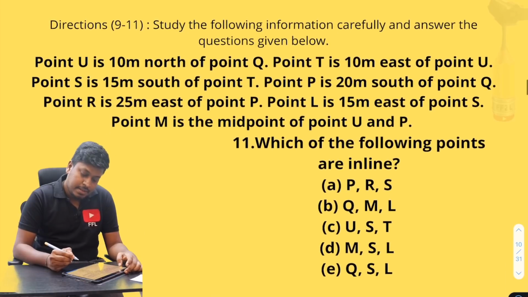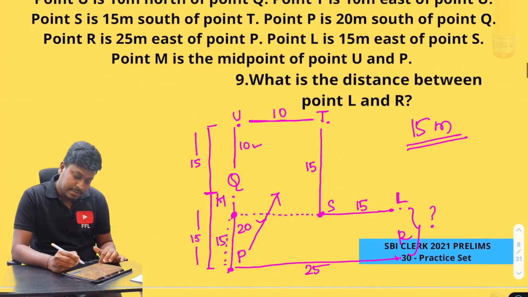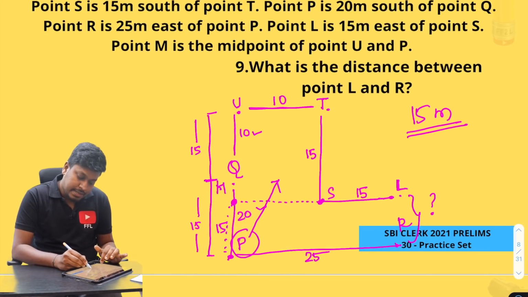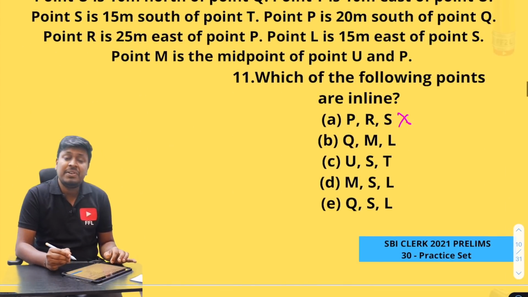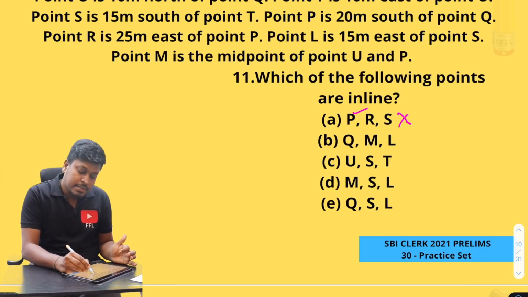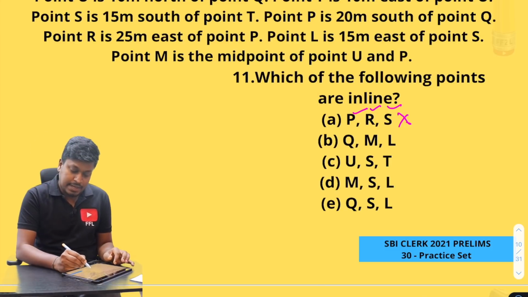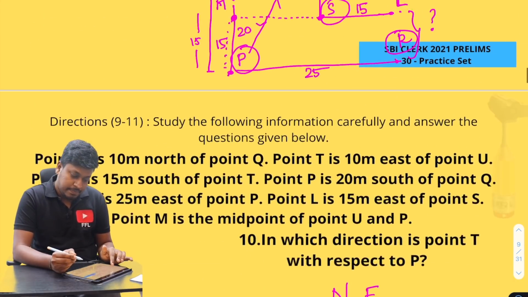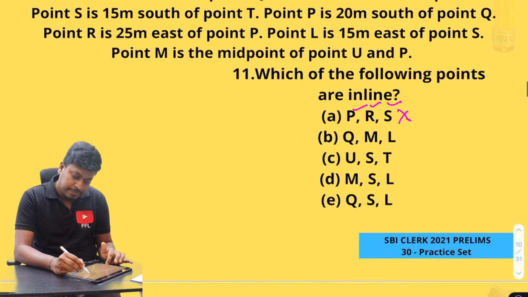So next question, which of the following points are in line? First, PRS. P is here, R is here, S is here. No, it is wrong. So PRS is not in line. What is the meaning of inline? Inline is like a straight line, right? So all these points should lie on the straight line. So we can say the first option is wrong. Second option, QML. Q is here, M is here, and L is here. Again, it's not in a straight line.